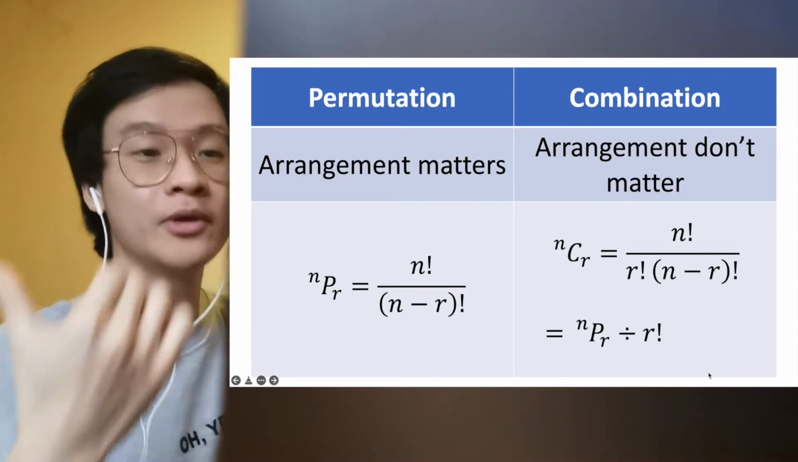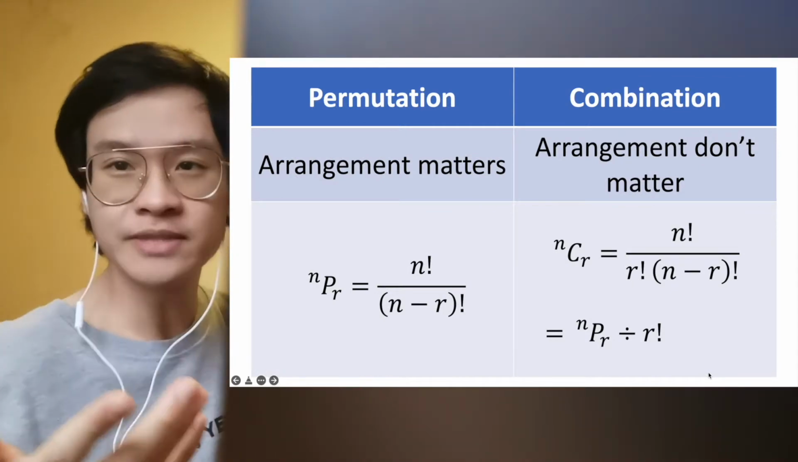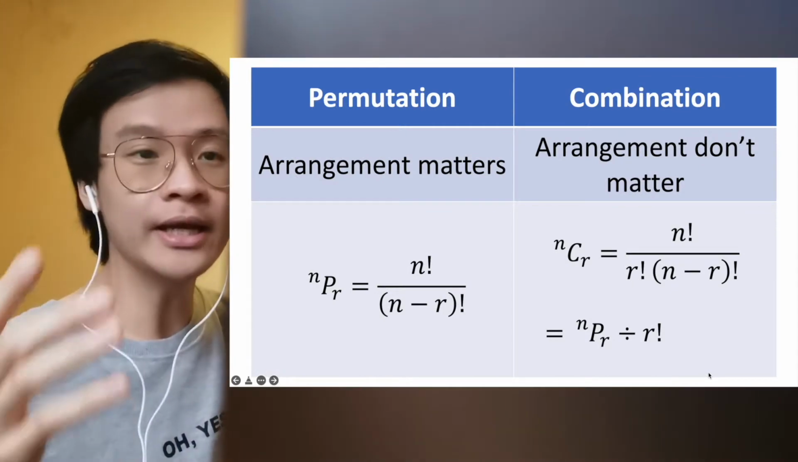Today we are going to talk about combination. When it comes to combination, or C, I always think of it as choosing, not combining something. So you are choosing something. And the difference between combination and permutation is that arrangement doesn't matter in combination.